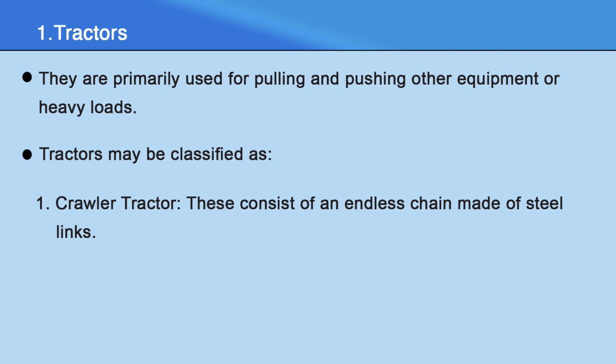These consist of an endless chain made of steel links and are used for moving heavy units on rough surfaces with poor traction, such as loose or muddy soils. The average speed of crawler tractors is around 4.8 to 5.6 kilometers per hour, making them ideal for short hauls of 60 to 150 meters. A key advantage is their ability to climb steep grades of up to 25 to 29%.